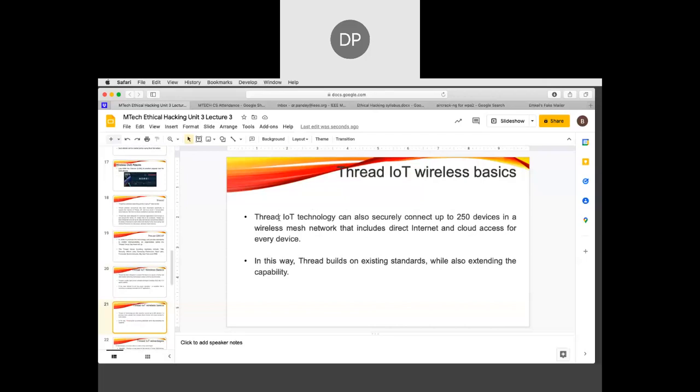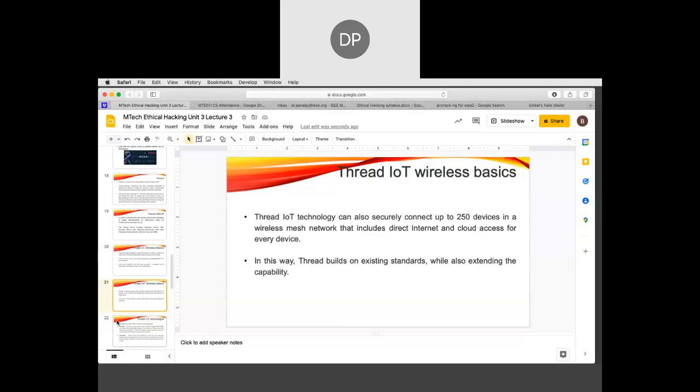Thread IoT technology can also securely connect up to 250 devices in a wireless mesh network that includes direct internet and cloud access for every device. In this way, Thread builds on existing standards while also extending the capability.